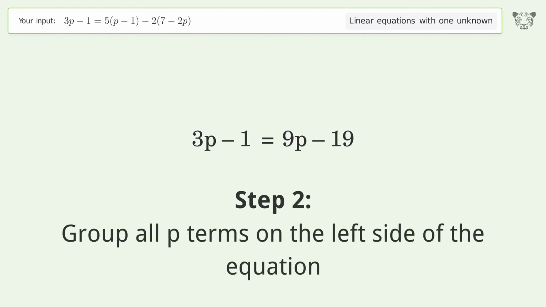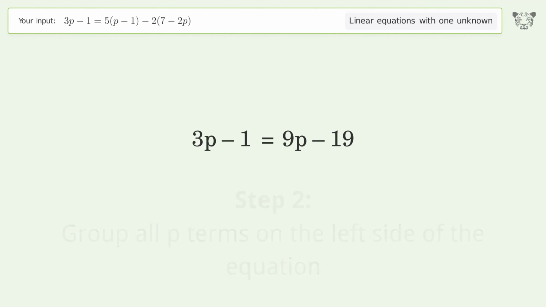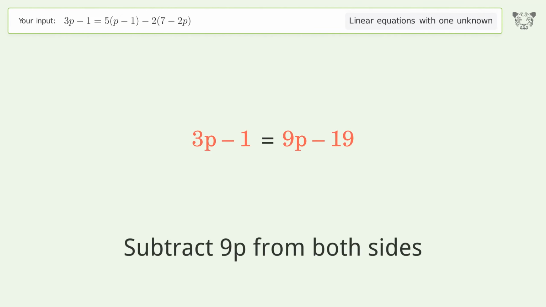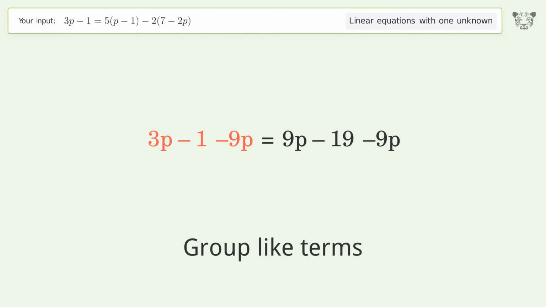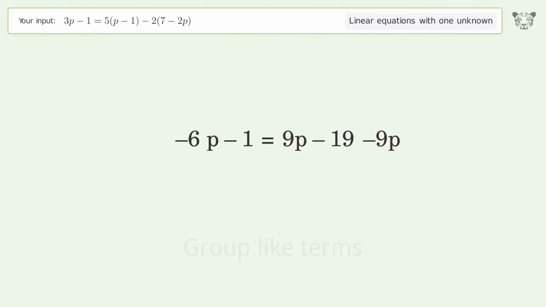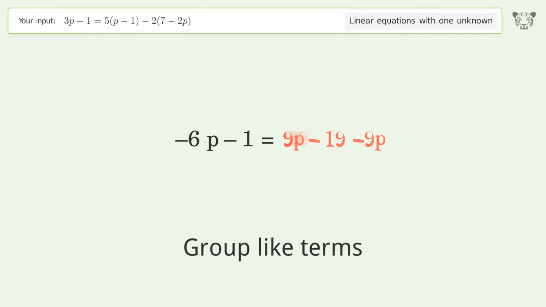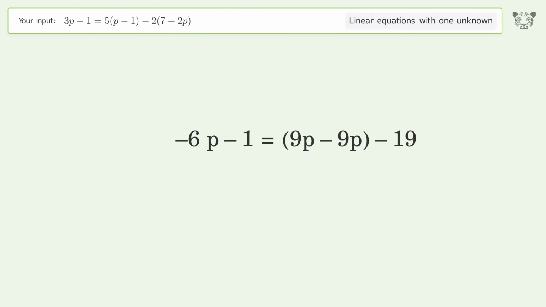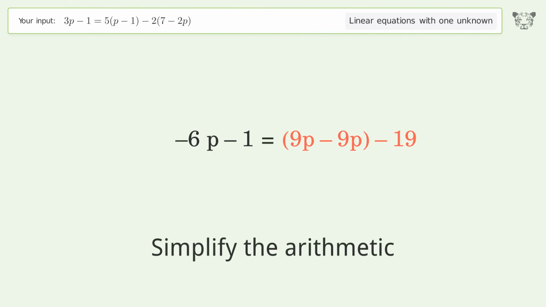Group all p terms on the left side of the equation. Subtract 9p from both sides. Group like terms. Simplify the arithmetic. Group like terms. Simplify the arithmetic.